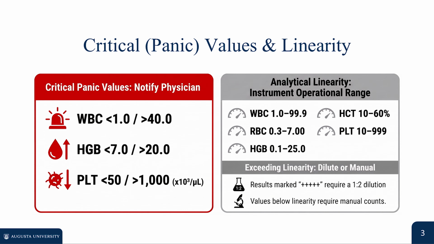For hemoglobin, values below 7.0 grams per deciliter signal severe tissue hypoxia, requiring urgent transfusion evaluation, whereas values above 20.0 grams per deciliter indicate severe polycythemia and risk of hyperviscosity syndrome. Platelet critical limits are defined as counts below 50 times 10 to the third per microliter, which predispose to spontaneous hemorrhage, and counts exceeding 1,000 times 10 to the third per microliter, which carry severe thrombotic and microvascular risks.